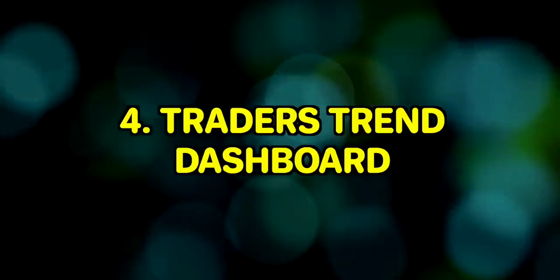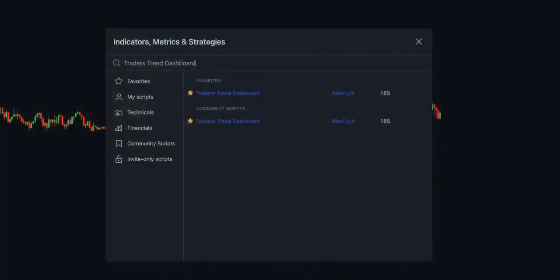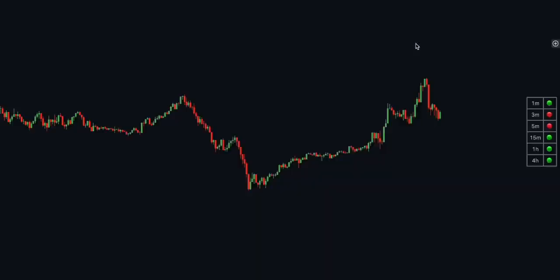Continuing from the Auto Chart Patterns by TradingView, let's delve into another vital tool for traders, the Trader's Trend Dashboard by Alex Fuchs, a versatile indicator available on TradingView. This innovative tool is tailored for traders seeking an intuitive and customizable approach to trend analysis. The Trader's Trend Dashboard stands out with its flexibility and time frame selection, allowing you to choose and adjust time frames based on your unique trading style and strategy preferences.